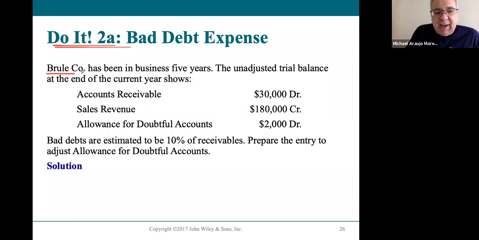So here we have Brulee Company, and isn't there like a crème brûlée? It's a great dessert. I haven't had it in a while, but oh my God, I'm mouth watering here. Anyway, don't talk about desserts with the fat guy.